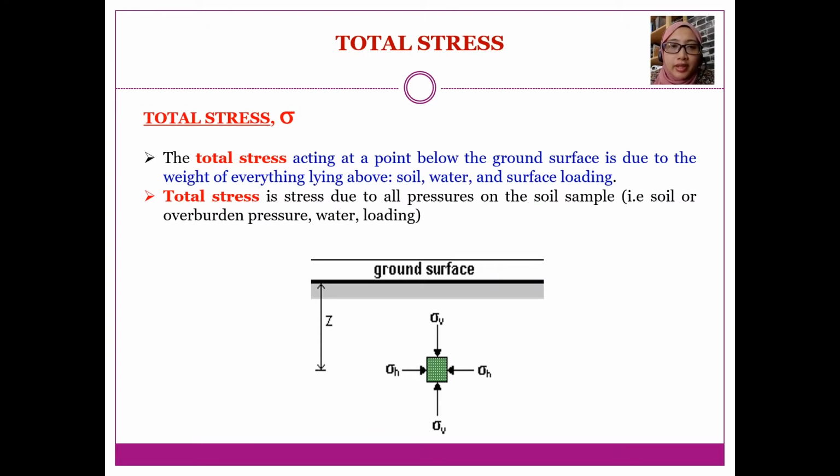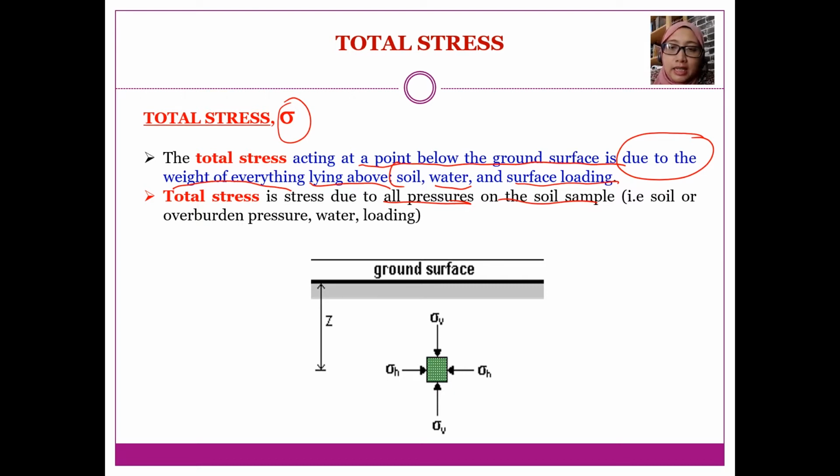For the total stress, the symbol is sigma. We call this symbol sigma, right? The total stress acting at a point below the ground surface is due to the weight of everything lying above, whether it's the weight of the soil itself, the weight of the water, and also the weight from surface loading. So the total stress is due to all the pressure on the soil sample.